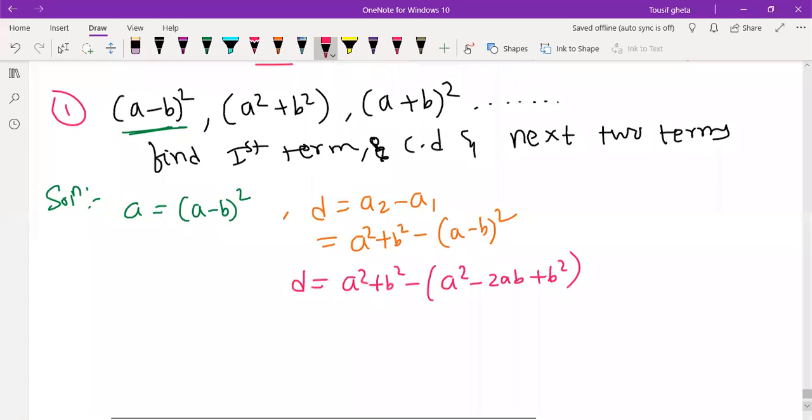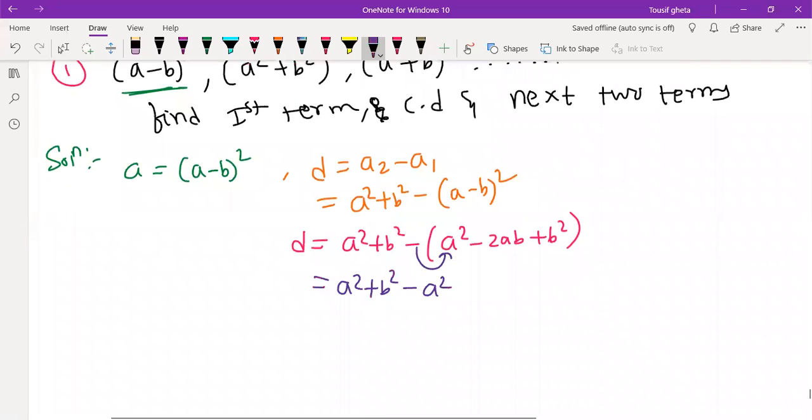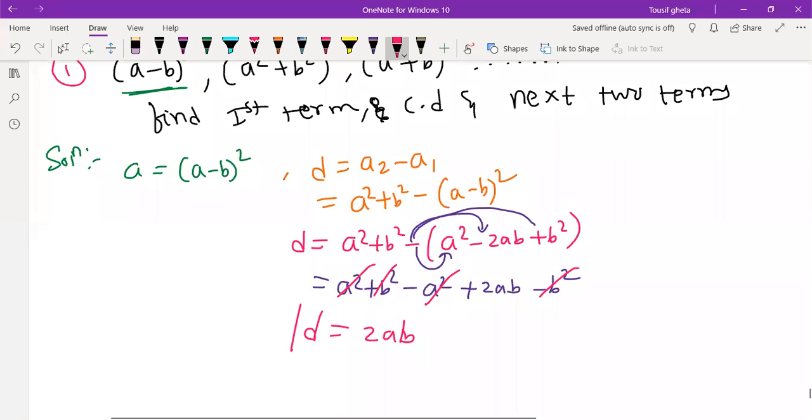So we can write now a square plus b square minus a square, minus multiplication should be done inside, minus into minus plus, and then finally we'll get minus into plus minus. So we'll cancel minus b square and plus b square, a square and minus a square. So we got d is equal to 2ab. This is d is equal to 2ab we got, correct?